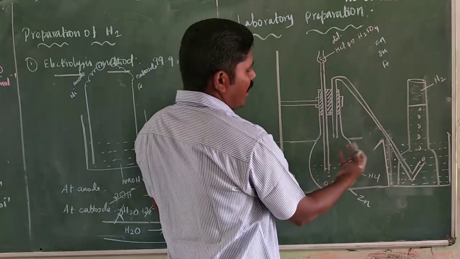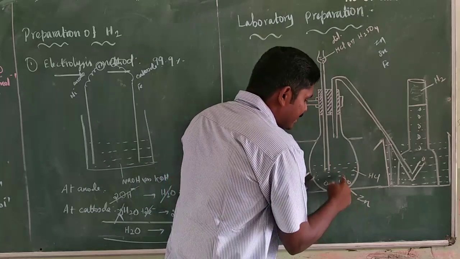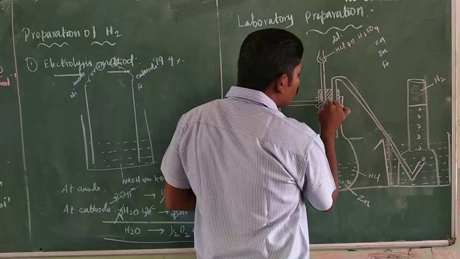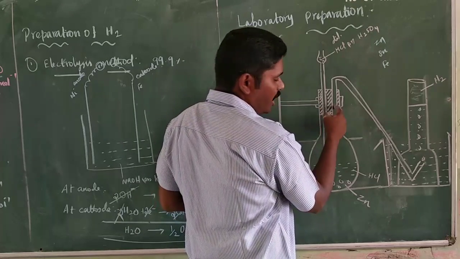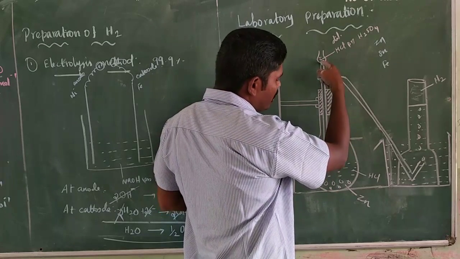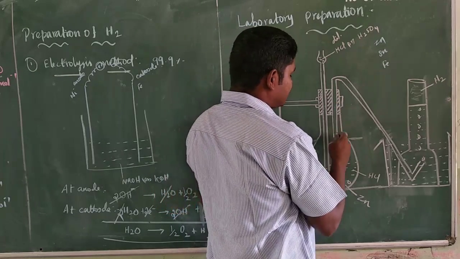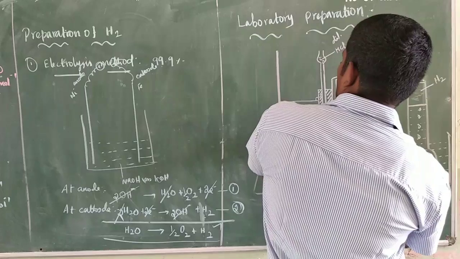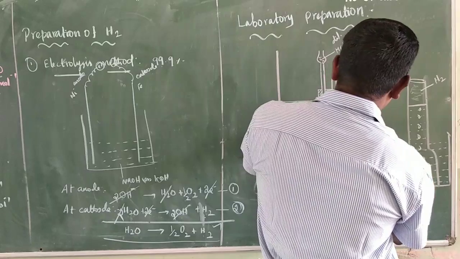The laboratory preparation apparatus: pieces of granulated zinc are taken in a wide mouth bottle. The bottle is fitted with a 2-holed rubber cork. In one hole, a thistle funnel with a long stem is fitted, and in the other, a delivery tube. The other end of the delivery tube is connected to a beehive shelf placed in water contained in a trough.